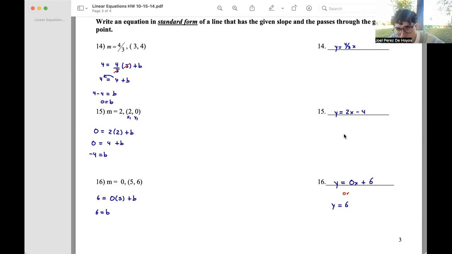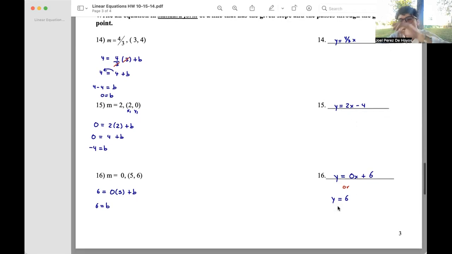The same for this part. You have to move the 2 to the left side. 2x plus y equals -4. And here, you can leave it as 0x plus y equals 6 or y equals 6. It's exactly the same. Okay?